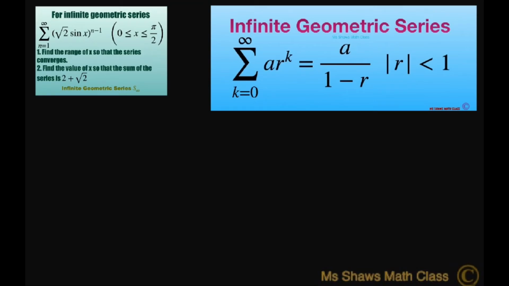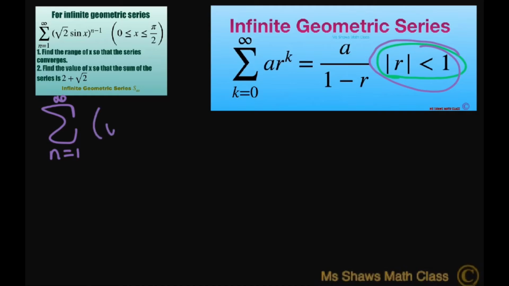Alright, so for this one, for it to converge, the absolute value of r has to be less than 1. So this is what we're looking at. The infinite series here, and I'll write it a little bigger because it's kind of small here, is the sum to infinity of square root of 2 sine of x to the power of n minus 1, and we're in quadrant 1.